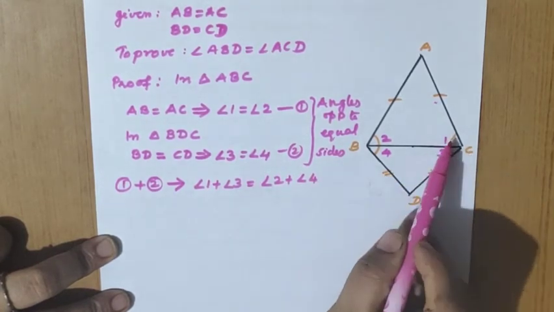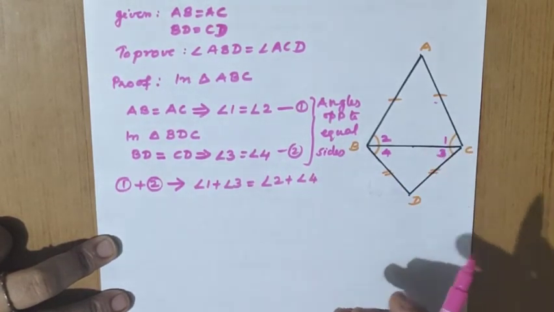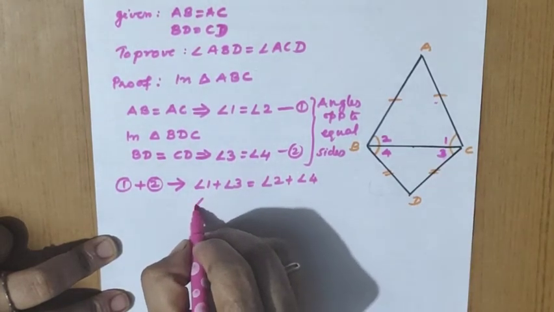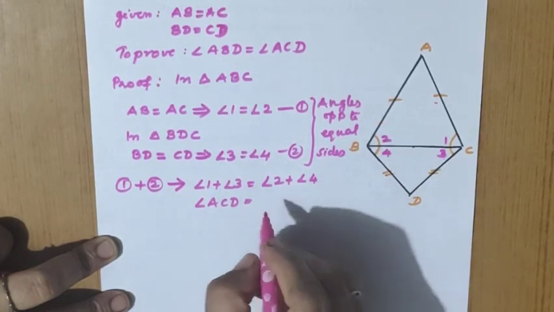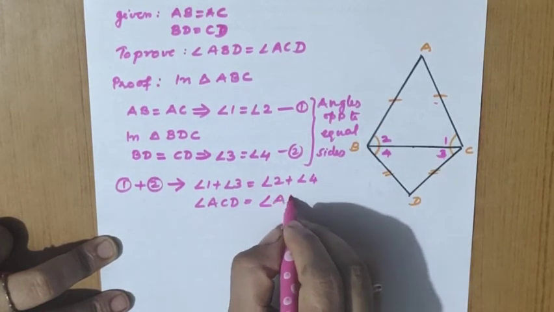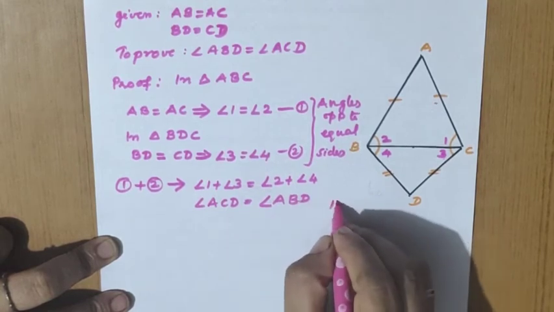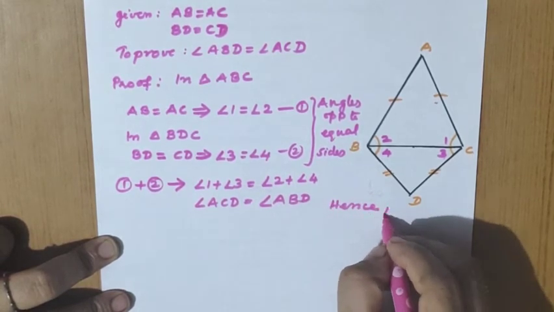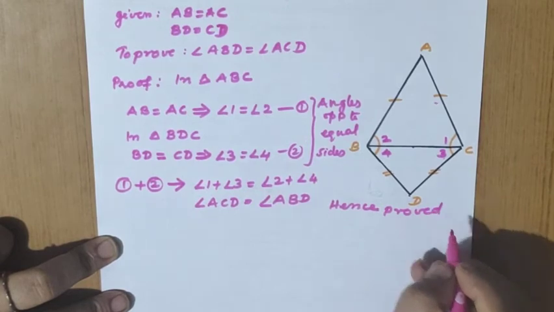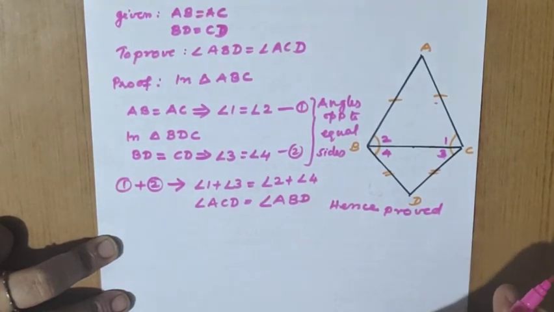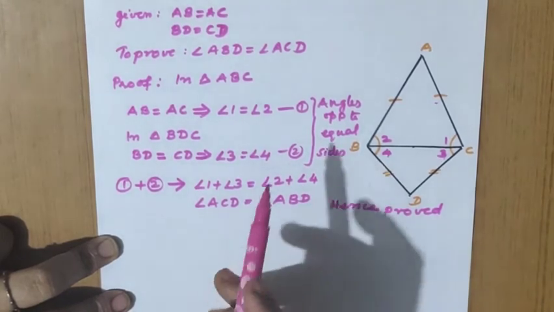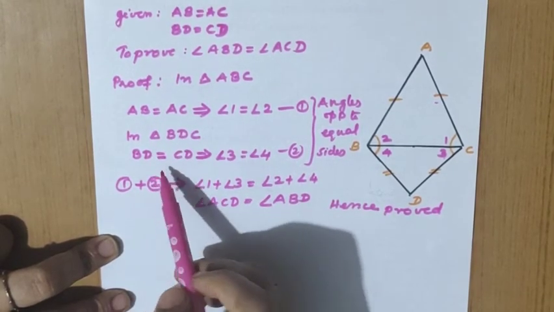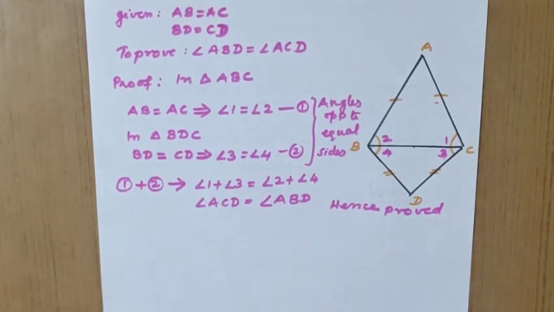Now from the figure, 1 and 3 if you add, what will we get? Angle ACD, complete angle, right? Angle ACD. 2 plus 4 if you add, which angle will we get? Angle ABD. Hence proved. So no congruency we have used here. We have used which one here? The properties of isosceles triangle. So which property? Already equal sides are given, then the angles opposite to equal sides are equal. That criteria we are using.